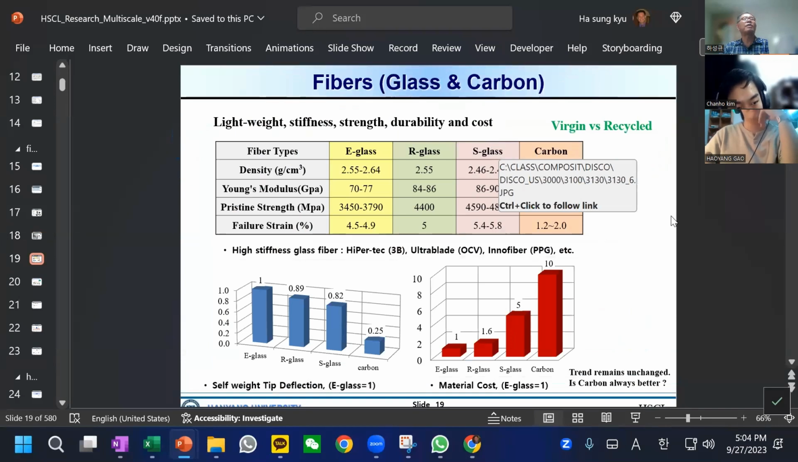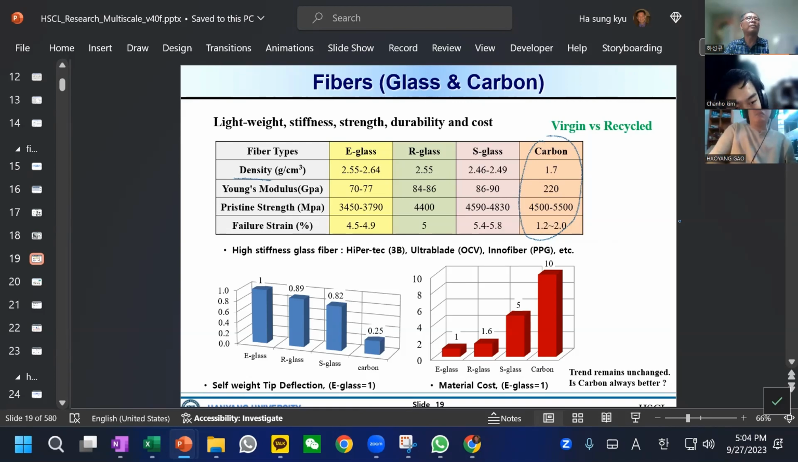So one important point is between the glass and carbon. We just emphasize the carbon fiber, since carbon fiber is very strong, very unique, very widely used. But pay attention to these characteristics of a carbon fiber. The density is about 1.7, and the Young's modulus of the fiber itself is 220 or even higher. And the pristine strength, what does it mean? Pristine strength means one fiber's strength.